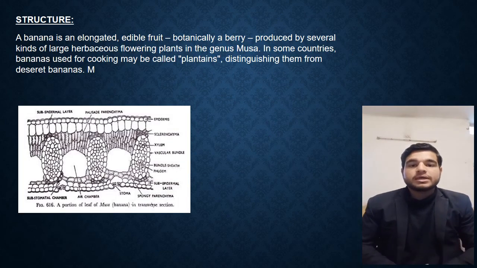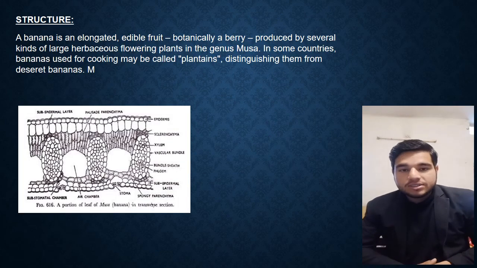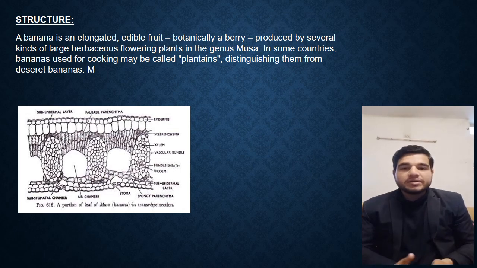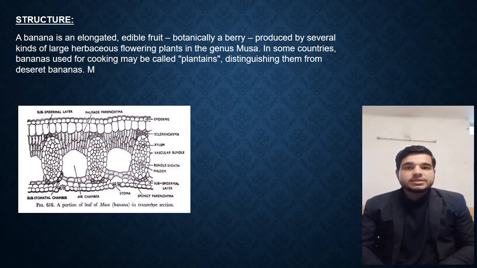Now the last slide to be explained by me is the structure of banana fiber. A banana is an elongated edible fruit, botanically a berry, produced by several kinds of large herbaceous flowering plants in the genus Musa. In some countries, bananas used for cooking may be called plantains, to distinguish them from the dessert bananas.